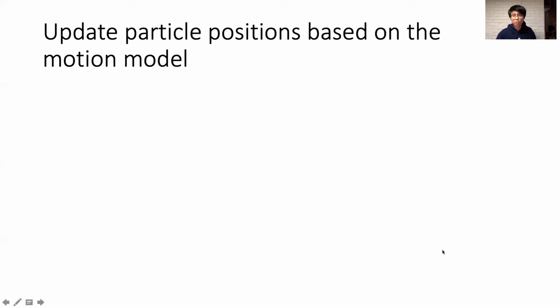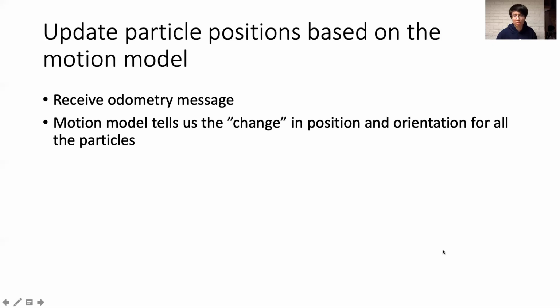Then, when the robot moves, we'll want to update the particles' positions as well. After we receive the odometry message, we'll send it to the motion model, and the motion model will tell us the change in position and orientation. We can use this information to update the particle position.